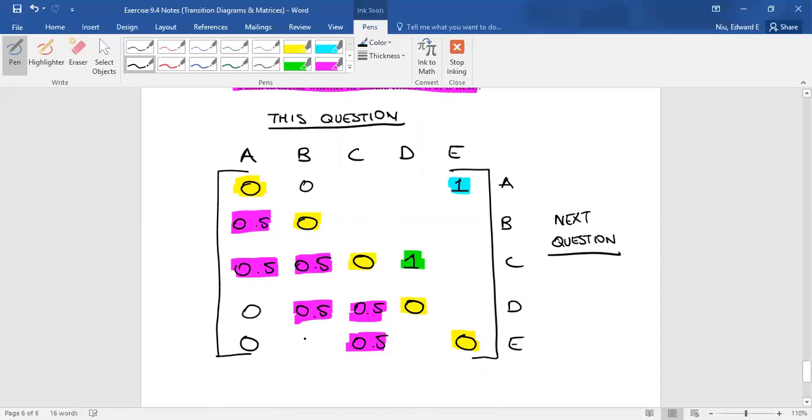0.5 plus 0.5 gets you 1. So the rest of the values are 0. Got a 1 here, so everything else is 0. And then you've got a 1 up top in the top right, so everything else will be 0. And that's literally it.